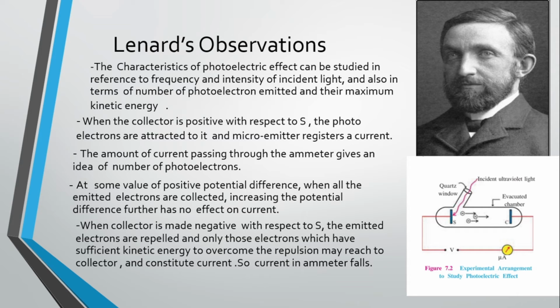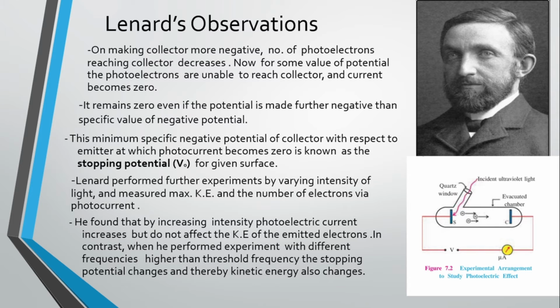So the current falls. On making the collector more negative, the number of photoelectrons reaching the collector decreases. For a particular value of potential, the photoelectrons are unable to reach the collector and the current becomes zero. It remains zero even when made more negative than this specific value. This minimum negative potential of the collector with respect to the emitter at which the photocurrent becomes zero is known as the stopping potential for the given surface.